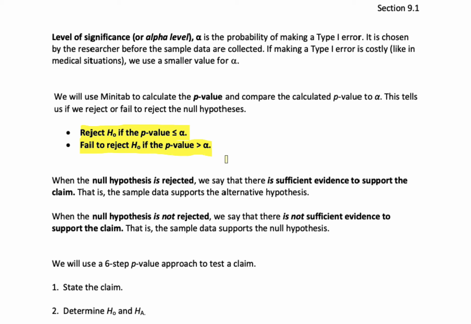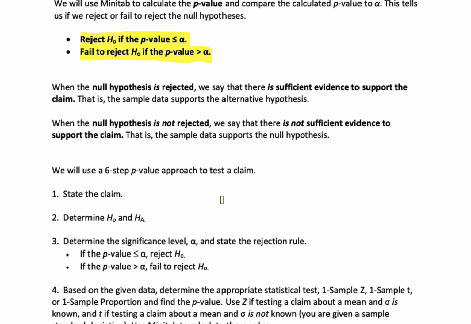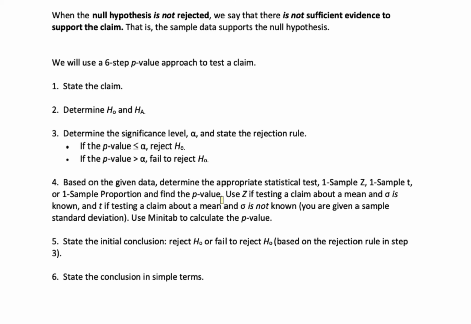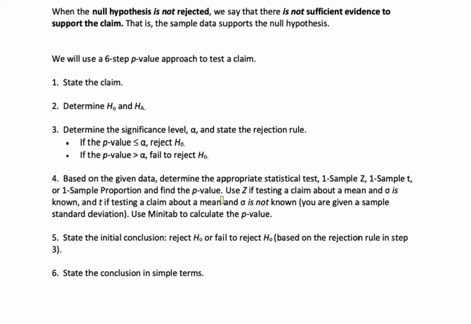So we are determining whether to reject or fail to reject the null hypothesis, and then we use that to make our conclusion. So there's 6 steps to this approach. Our first step is to state the claim, and then we determine, based on that, the null and alternative hypotheses. And we talked about those in the last videos. Then we identify our alpha value, and we think about our rejection rule. So if the p-value is less than or equal to alpha, we will reject the null hypothesis. If the p-value is greater than alpha, we will fail to reject the null hypothesis. Then we do our calculations.